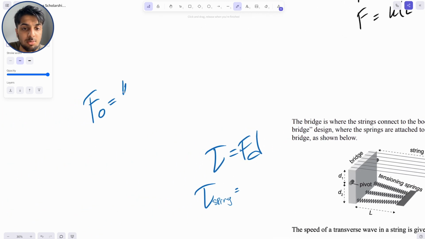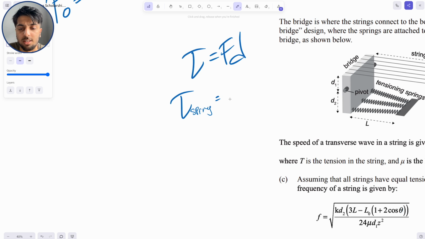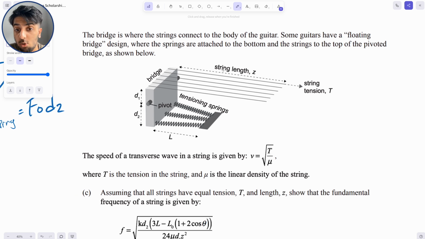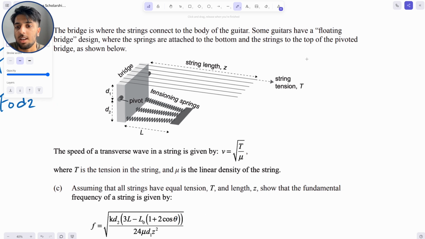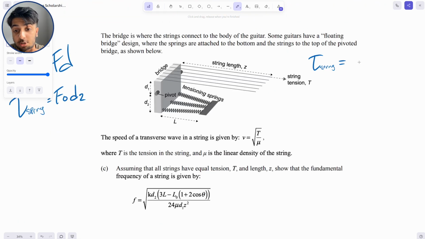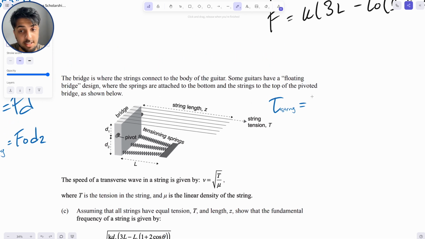So that is equal to k(3L minus L0(1 plus 2 cos theta)). And so the torque on the spring is equal to F0 times D2. Now there's going to be another torque provided by the strings. And so this is going to be T string, the force from the strings, and that's going to be the tension force from the strings. As there are 6 strings, that is 6 times the tension force, applied over the distance D1.